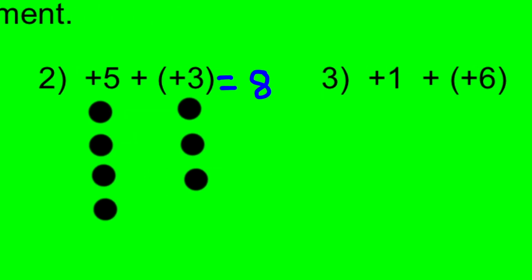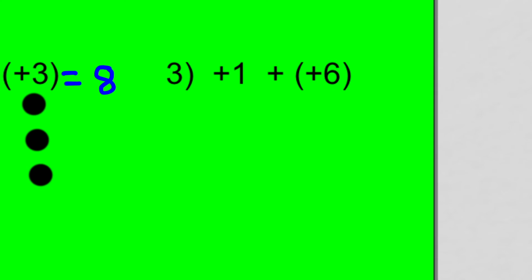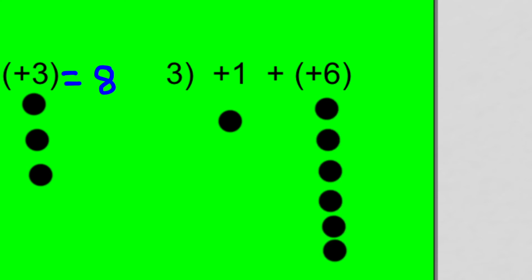And when I get to number 3, positive 1 combined with positive 6. Well, 1 positive and 6 positives. And again, I have no zero pairs. Nothing cancels out. So I just count up what's left. And I have 7 positives.